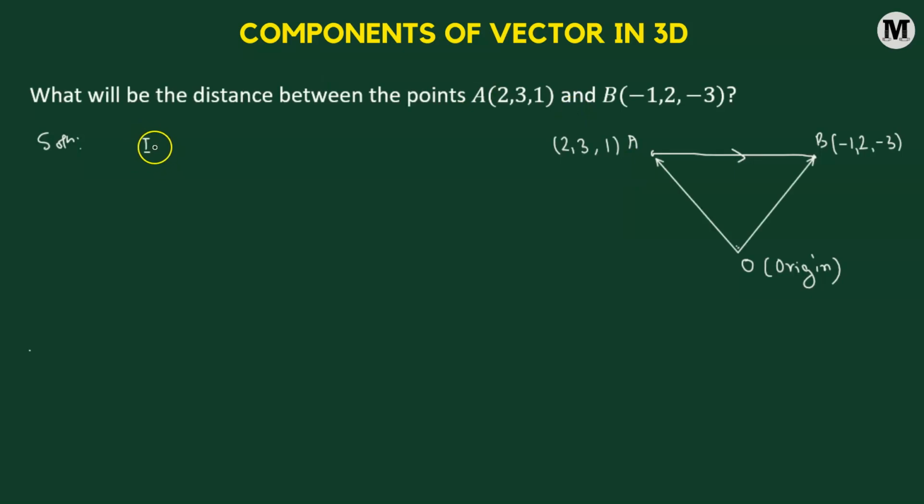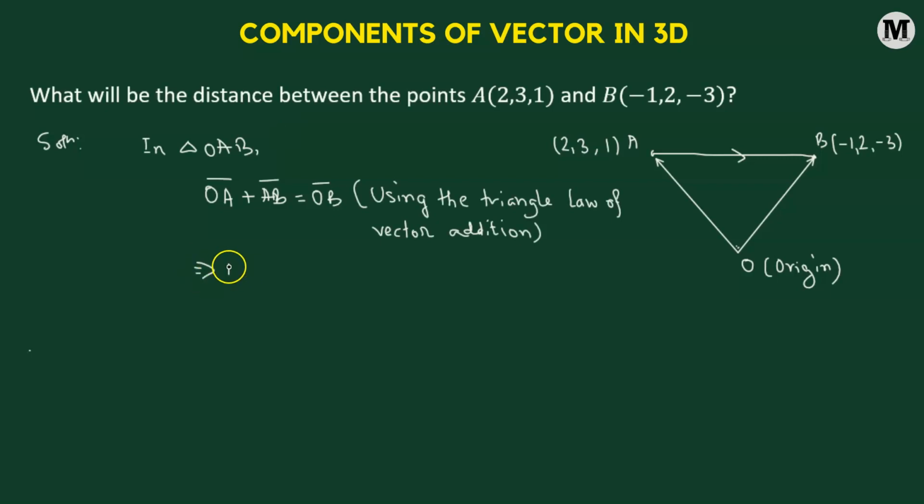So here if we use the triangle OAB, in this triangle OA vector added to AB vector equals the vector OB. That's from the triangle law of vector addition. This simply implies that AB vector is going to be given by OB vector minus OA vector. We're going to label this as number 1. Now we'll try to find out the vector OB and OA.